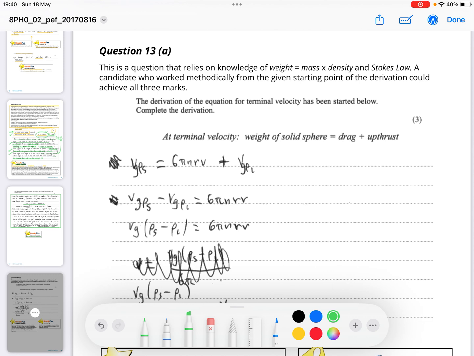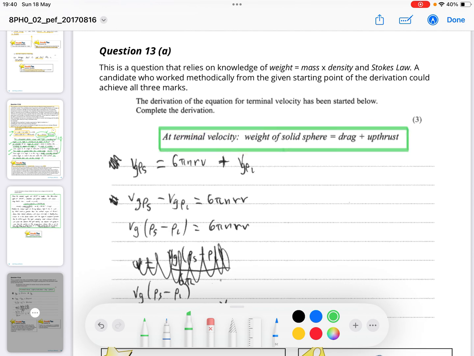And question 13, if you've got the exam in front of you, is about an experiment to determine the viscosity of glycerol. The student determines the terminal velocity by dropping a steel sphere, a ball bearing, through the glycerol, and they're given the equation to calculate the terminal velocity. They put all of the data that you need, and they want you to derive how they got that equation.